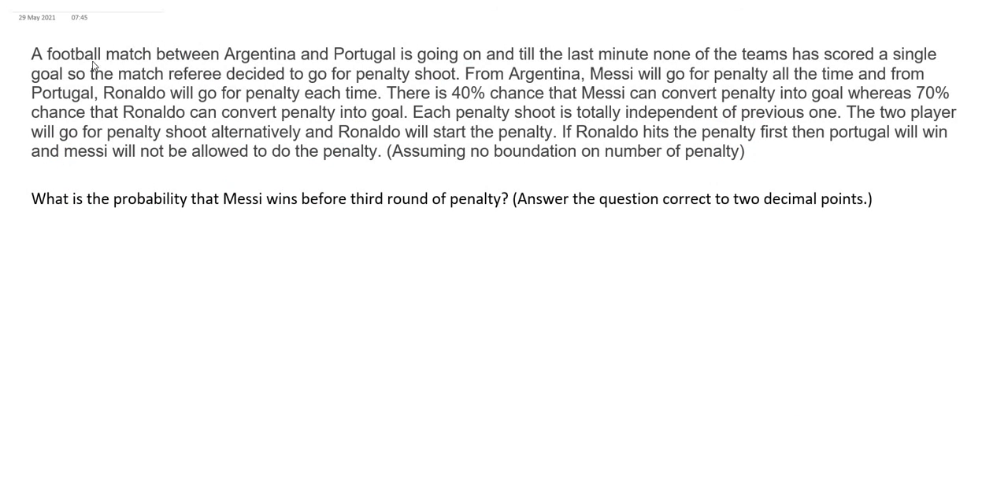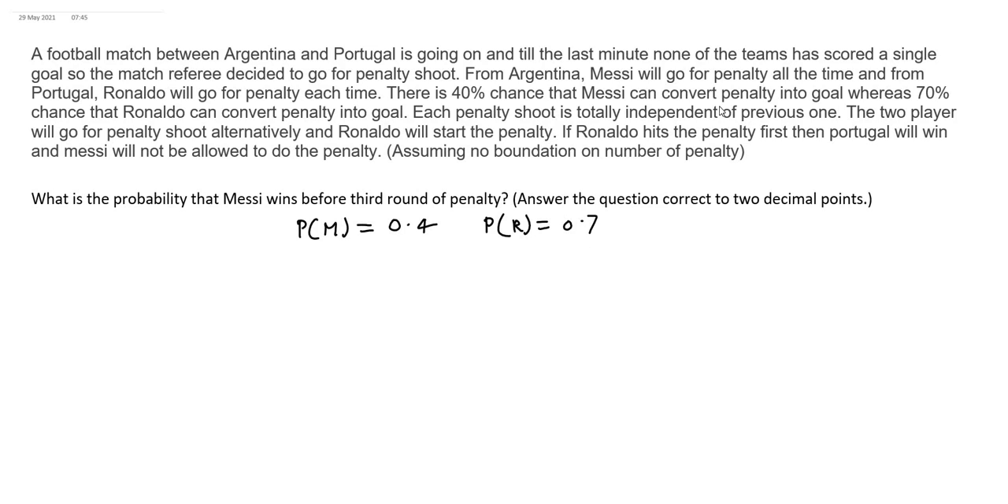So let's look at this question. A football match between Argentina and Portugal is going on. Until the last minute, none of the teams has scored a single goal, so the match referee decided to go for a penalty shoot. From Argentina, Messi will go for the penalty all the time, and from Portugal, Ronaldo will go for the penalty each time. There's a 40% chance that Messi can convert that penalty into goals. So P of Messi is equal to 0.4, whereas there's a 70% chance that Ronaldo can convert a penalty into goals. So P of Ronaldo is 0.7.